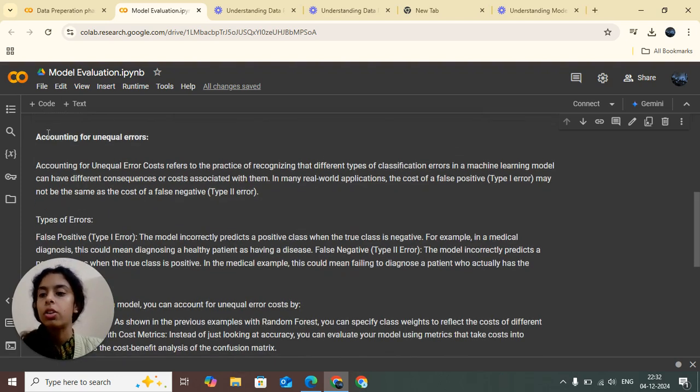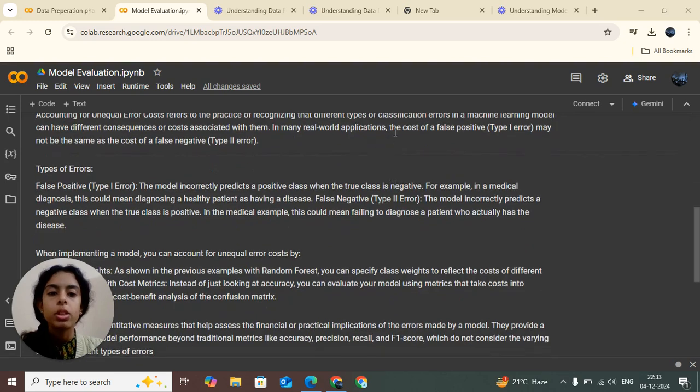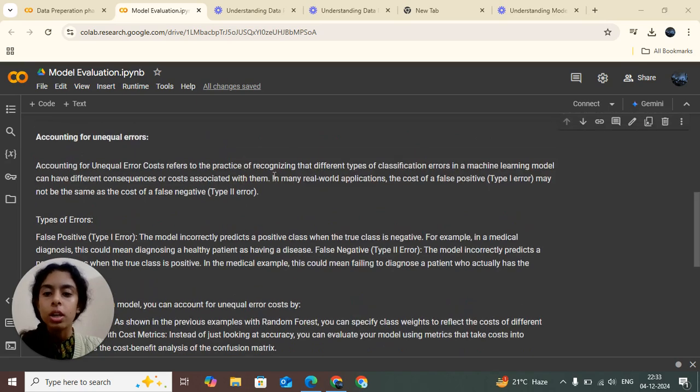The next topic we have here is accounting for unequal errors. Accounting for unequal error cost means that we recognize the different types of classification errors that may be in our model, with different consequences. For example, in many real-world applications, the cost of a false positive may not be the same as the cost of a false negative. It means the extent of how much a model can affect the real world situation for the problem we are trying to solve.